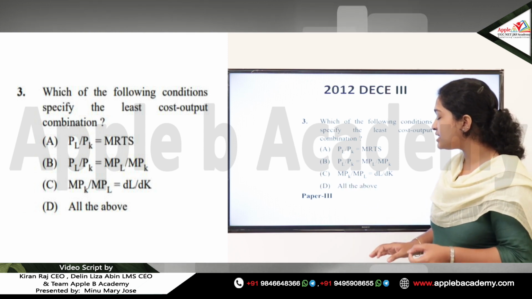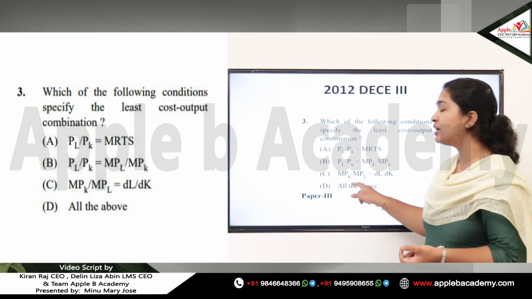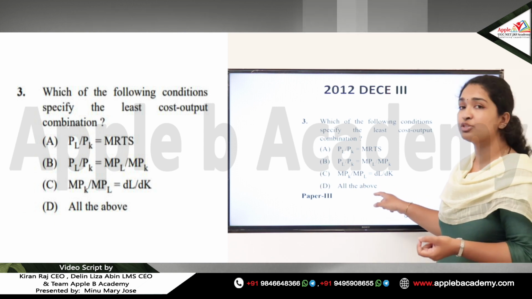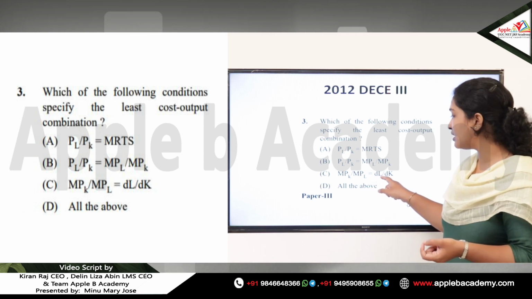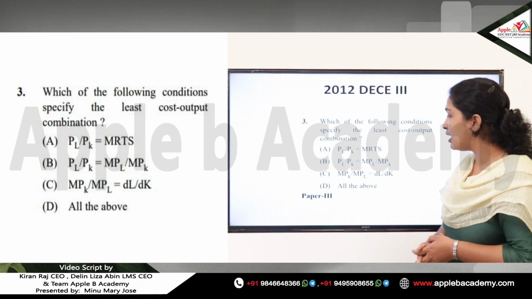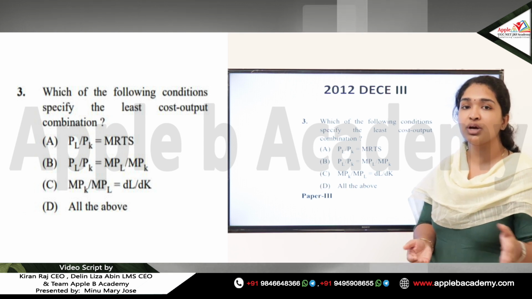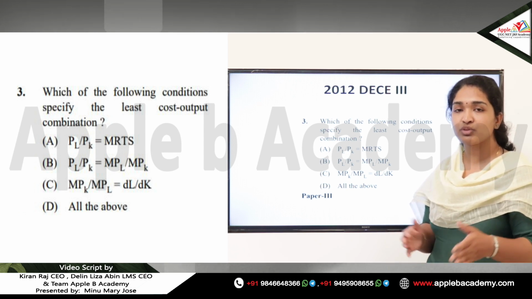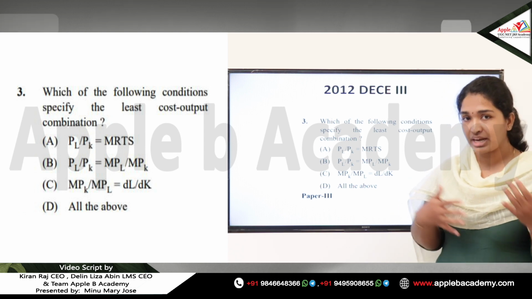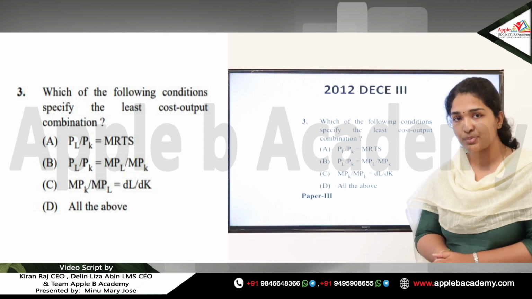And now option C is MPK by MPL, the marginal productivity of capital divided by the marginal productivity of labor, being equal to the ratio of change in labor to change in capital. That is also an answer for this, also an equilibrium condition that can be written in both ways, that means with respect to MRTS directly and also with respect to their marginal productivities.